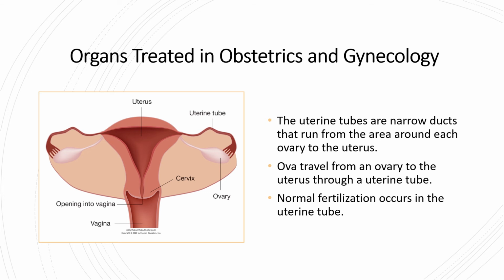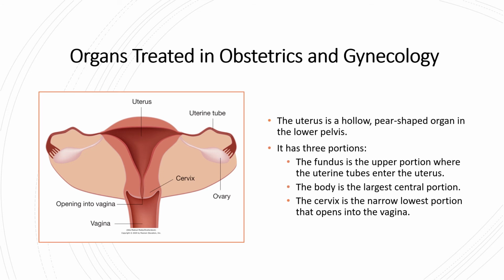The uterine tubes are narrow ducts that run from the area around each ovary to the uterus. Ova or eggs travel from an ovary to the uterus through a uterine tube. Normal fertilization is going to occur in the uterine tube.